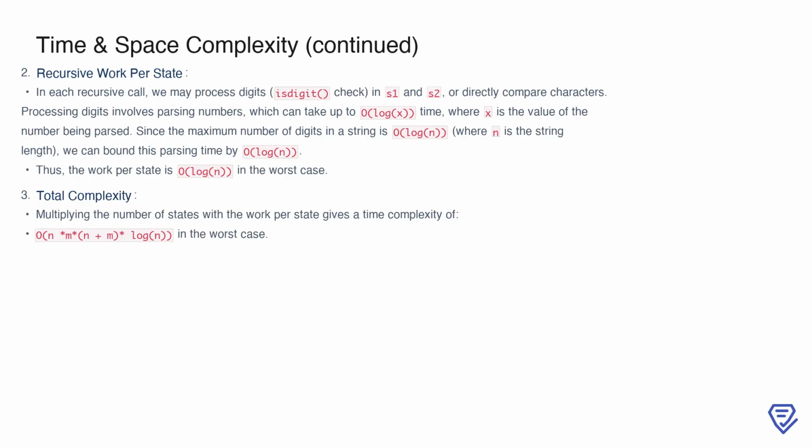Combining this with the total number of states, the overall time complexity of the function becomes O(n * m * (n + m) * log n) in the worst case. This reflects how the memoization and state exploration interact to determine the efficiency of the algorithm.